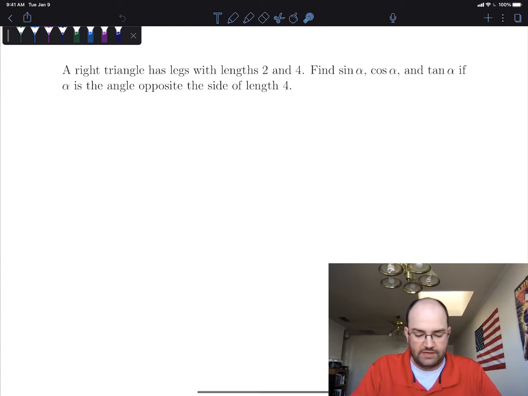In this video, we have the following. A right triangle has legs with lengths 2 and 4. Find sine alpha, cosine alpha, and tangent alpha if alpha is the angle opposite the side of length 4.